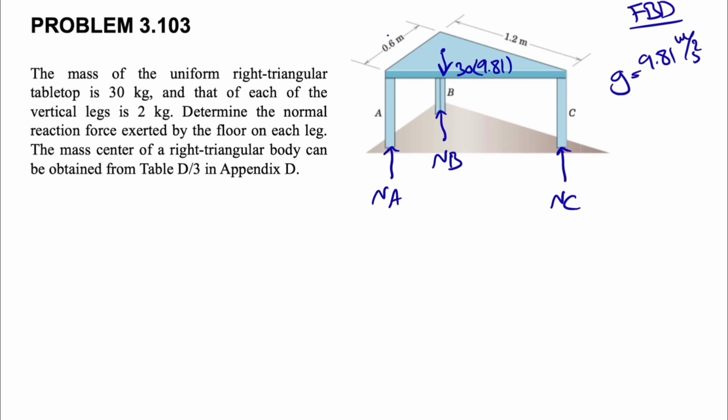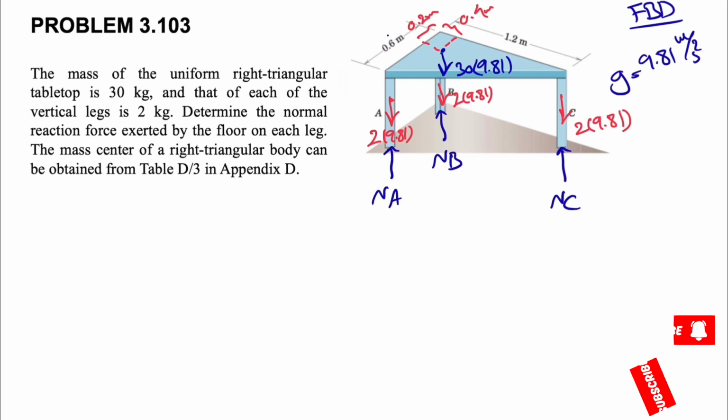And also we have the weight of these legs, which I'm going to show in red. We simply have the mass times gravity, which is 2 times 9.81. Same for this one, 2 times 9.81, and same for the last leg at point C. This would be pretty much all the forces that we have. Again, to show this distance, here we have 1.2 divided by 3, which is 0.4. And here we have 0.6 divided by 3, which this time is 0.2. All the distances are in meters.